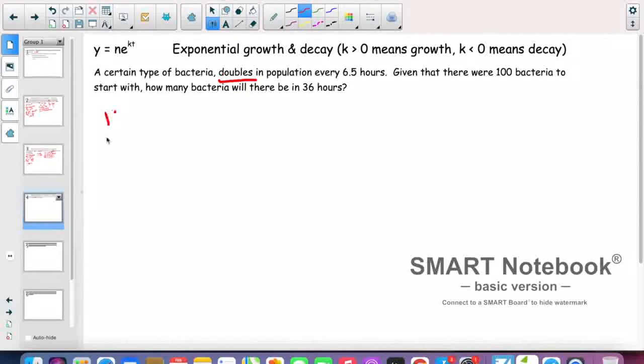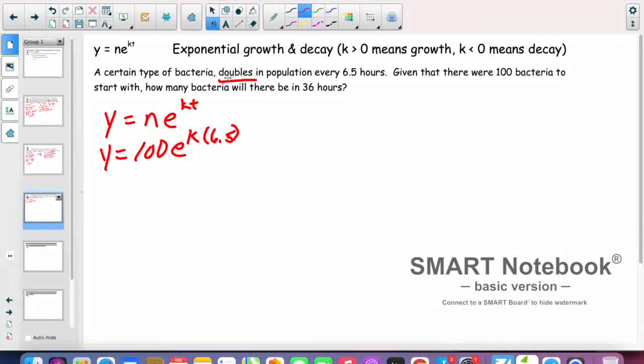All right, so we're going to use the formula y equals Ne^(kt). Now, usually when a student sees this problem, here's what they would do. They would try to plug in: y equals, we're starting with 100, e to the k, we don't know what that is, and times t is 6.5. Now, there's nothing wrong with plugging in like that, but the problem is you haven't figured out what k is, so there's no way to solve this problem because you've got too many variables.